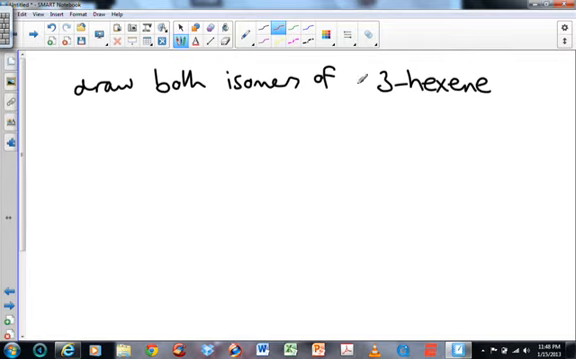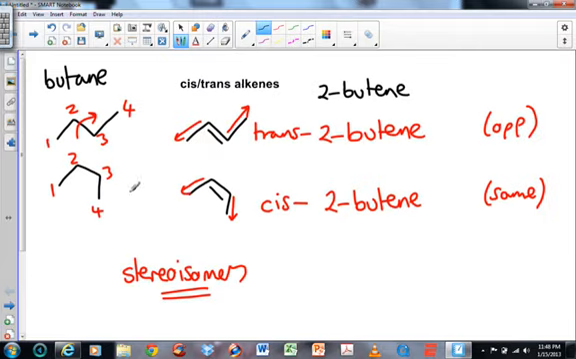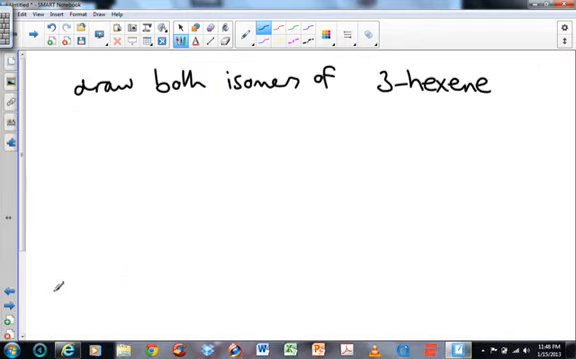So for example, it says here, draw both isomers of 3-hexene. And what that means is draw the cis and trans isomers of 3-hexene. Now I'm going to start off by drawing the one that's always easier to draw, which is the trans alkene. And the reason for that is because with the trans alkene you can always keep things in a zigzag fashion. Notice how this trans alkene is drawn in a zigzag. The cis alkene is not, which makes drawing cis alkenes a little bit more complicated.